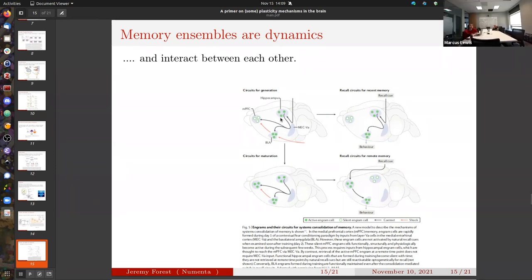This is the idea that these fast-form memories in the hippocampus are transferred to cortex. Yeah, that's the idea.